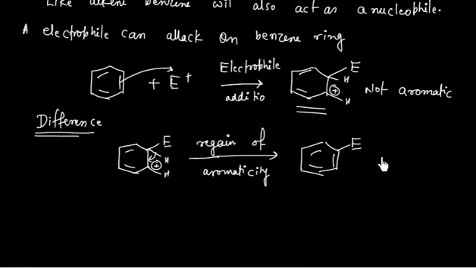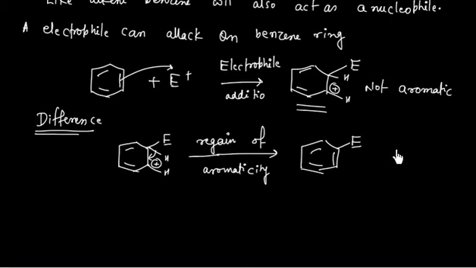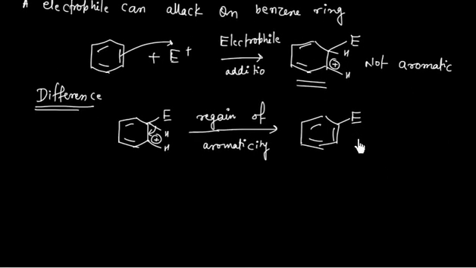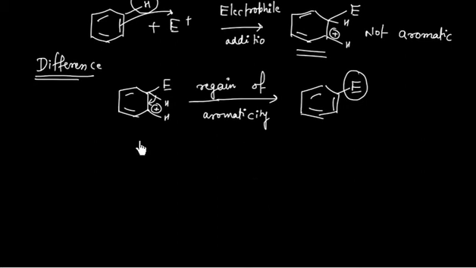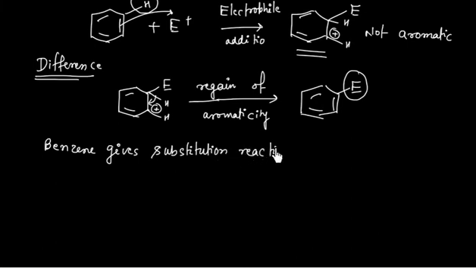So you see, the difference is alkene gives an addition reaction, but benzene gives substitution. What we have done is substituted a hydrogen with an electrophile. So this is the only difference we have. Benzene gives substitution reaction, while alkene gives addition reaction.